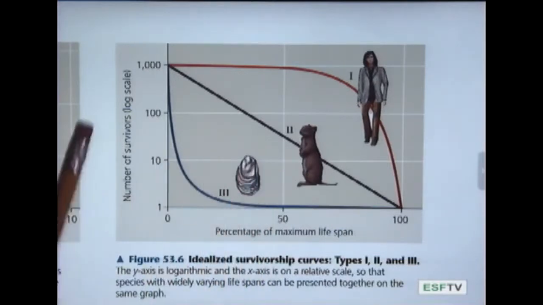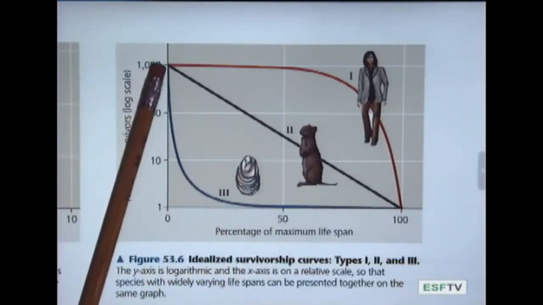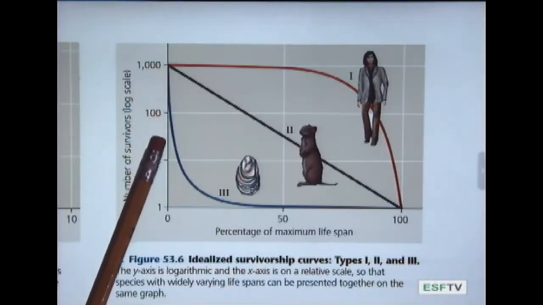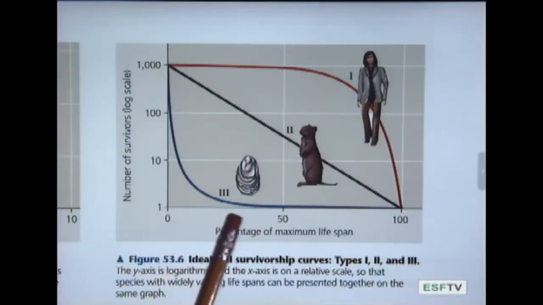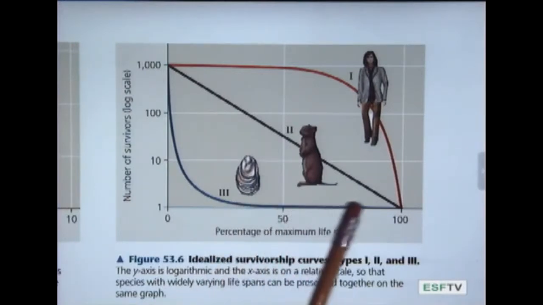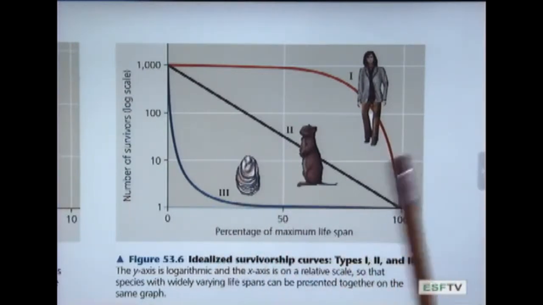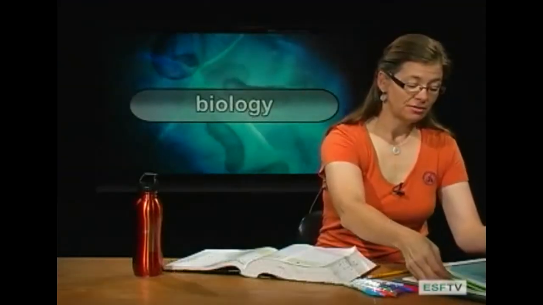Type 3 individuals suffer very high mortality early on in their lifespan. Very young individuals are much more likely to die, and once they reach a certain age, they are more likely to live. Okay, so the type 1 and type 3 survivorship curves are in direct contrast to each other. With that, let's go ahead and draw this on the overhead.